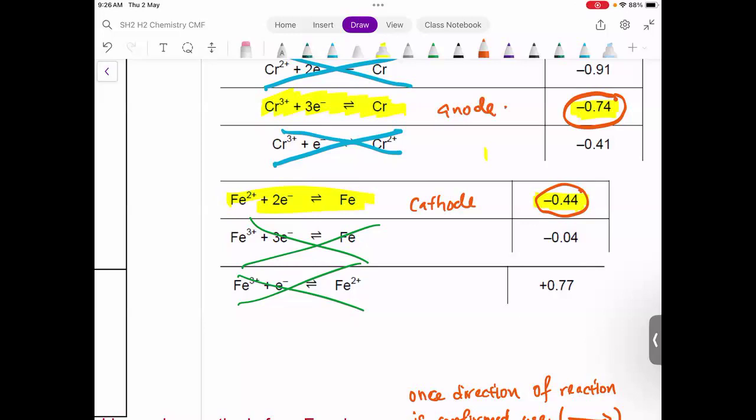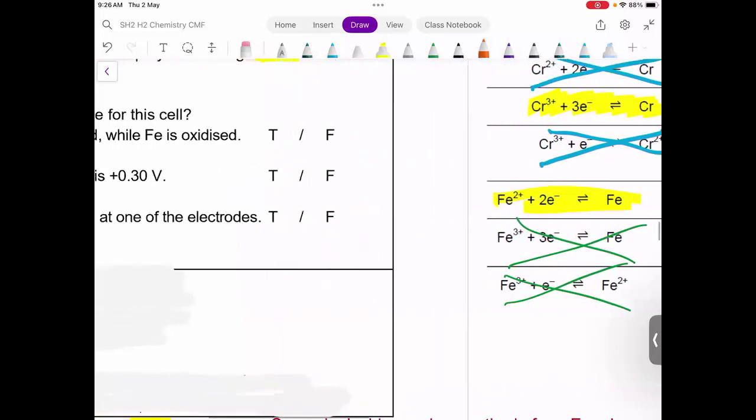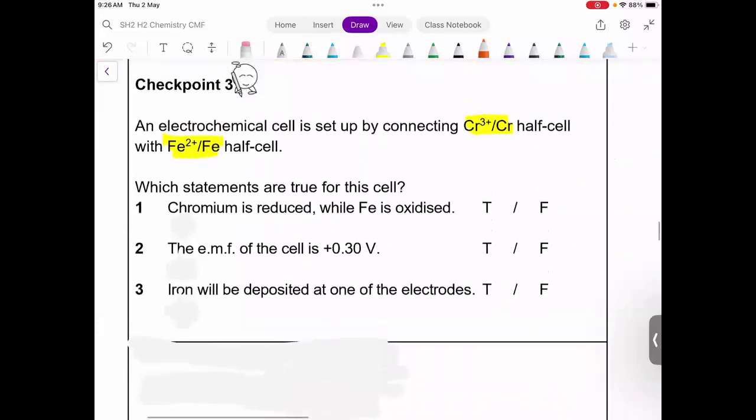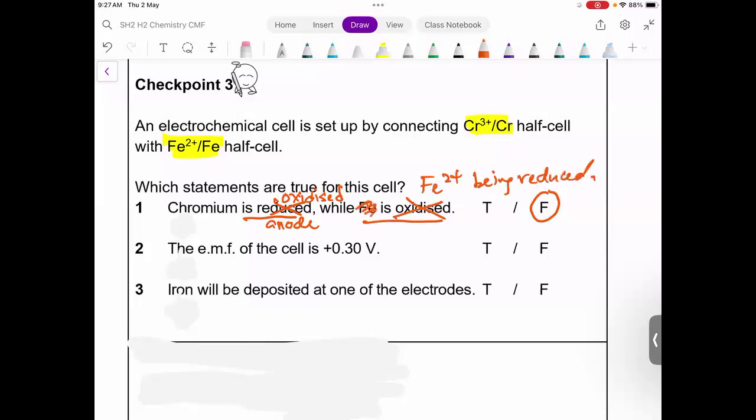If this is the anode, am I able to tell whether statement number 1 is correct or wrong? False. This will be false because this being the anode, your chromium must be oxidized. Anode must be oxidized. Iron is not oxidized here. It's iron 2 being reduced. It's not the iron metal. Iron 2 is the one being reduced. So this is how we make it a correct statement.